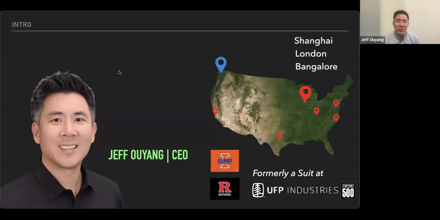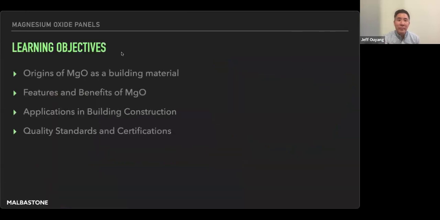It was an incredible experience for me and my family. If you're not familiar, UFP Industries is one of the largest manufacturers of building components in the world. It's a great company, and the only reason I left last year to start Malbastone is because I believe MGO is about to become the next big thing in building materials. So here's a rundown of the topics we will cover today.